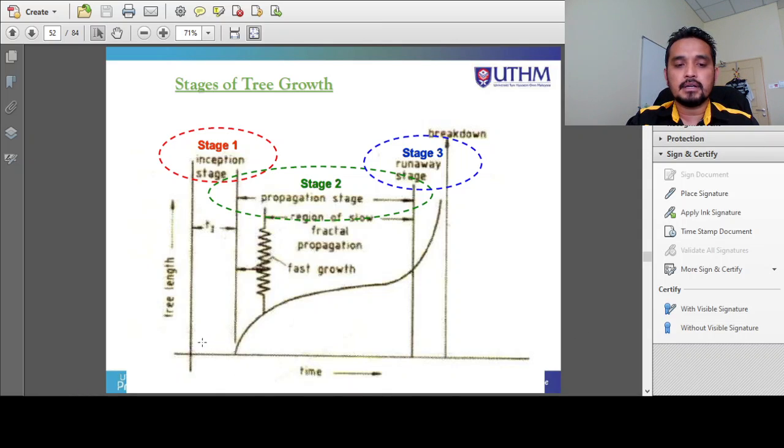The initiation of the tree will take a while to incept, and then the string will start to develop, the length starts to become long, and at some point it starts to grow. With time it keeps growing until, at a certain period of time, the treeing process increases exponentially until it comes to the breakdown.